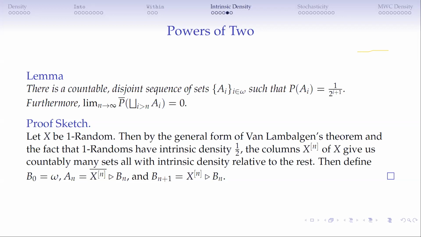So we can just do the following process. We start with omega, and we put the first column of X into omega, and we put its complement into omega. So this gives us 2 disjoint sets, each of intrinsic density 1/2. So then we pick one and we set it aside. That's our first set A_0. We take the other one and we split it in half again using the next column of X. And we just keep repeating this process. This gives us disjoint sets with the right intrinsic density. The randomness that you get from Van Lambalgen's theorem will ensure that everything is met for our into theorem to work.